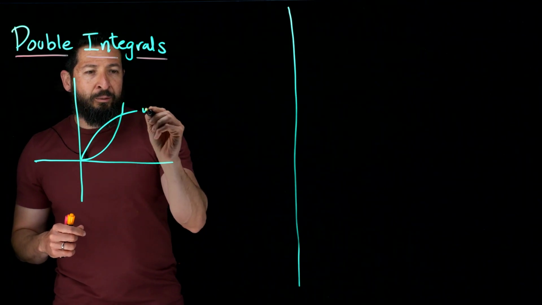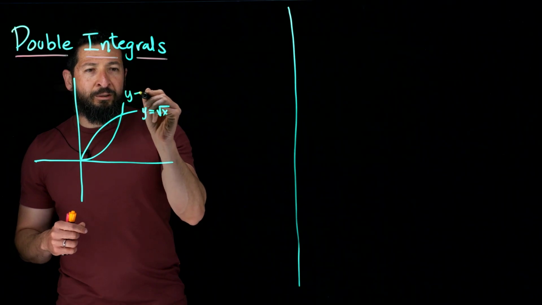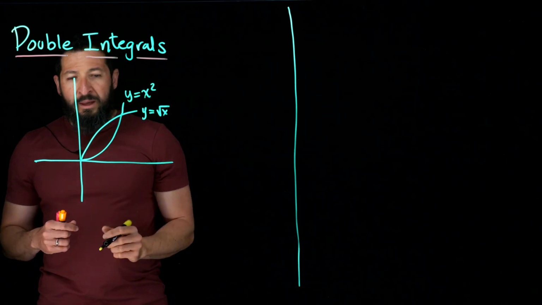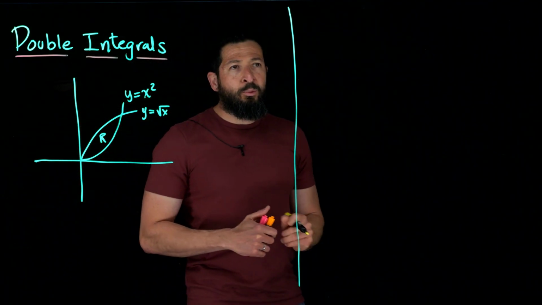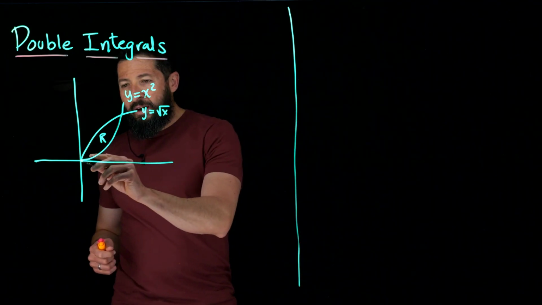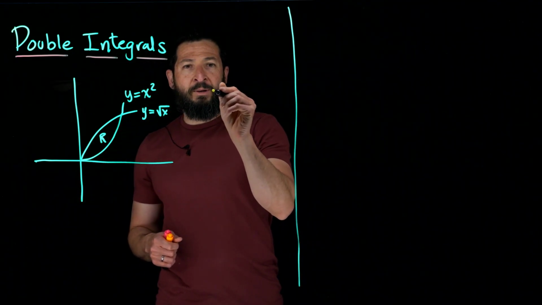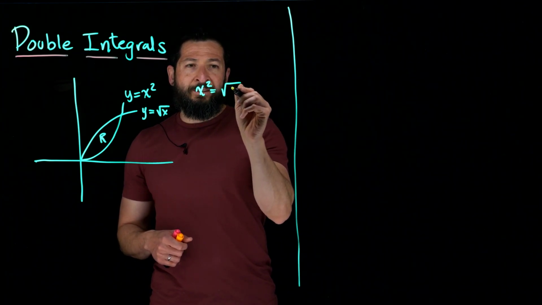So this one right here is going to be y equals square root of x, and this is going to be y equals x squared. Let's start with that region, the region in between the two curves right there. If you want to determine what the region is, firstly, you're going to find your intersection points. So you're going to set them equal to each other. In this case, x squared is going to be equal to the square root of x.